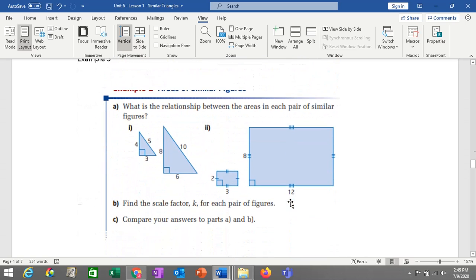Okay, example 3. We're going to try and figure out our third learning goal here. What is the relationship between areas of similar figures? And you have similar rectangles here, because it turns out it doesn't matter what shape you're talking about. The same idea applies. It applies to triangles, rectangles, and any other shape.